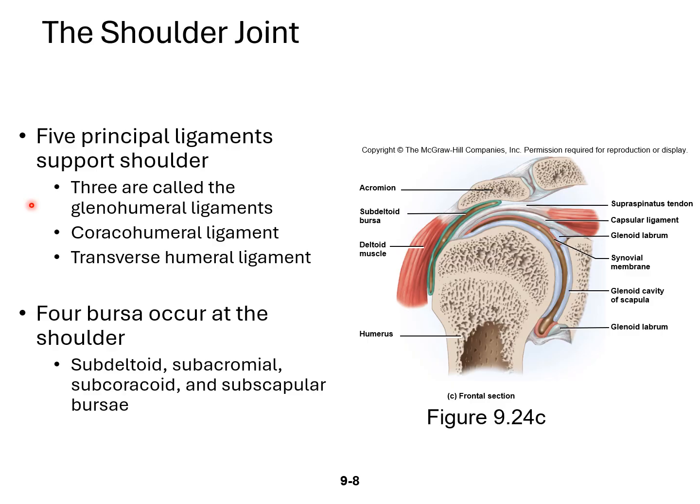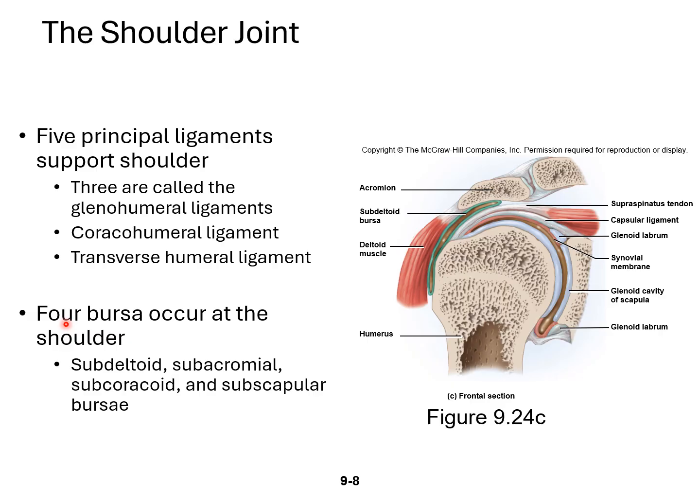So there are 5 principal ligaments of the shoulder. 3 of them are called glenohumeral ligaments, coracohumeral ligament, and transverse humeral ligament. They're not in red, so they're not super important, but I do want you to kind of know that these ligaments are here because they go from the glenoid cavity to the humerus, from the coracoid process to the humerus, and the transverse just goes across the humerus.